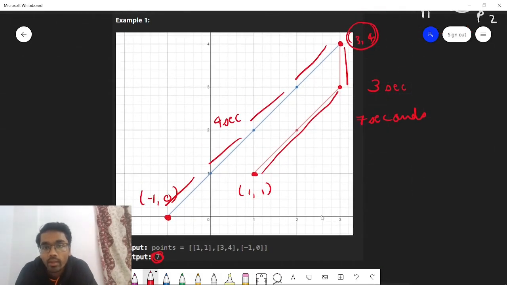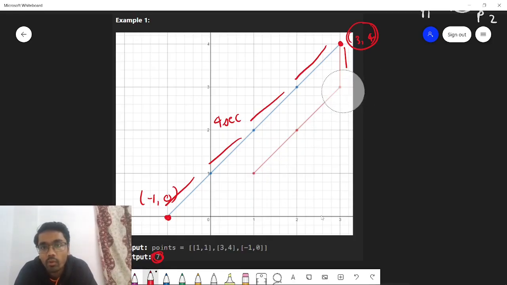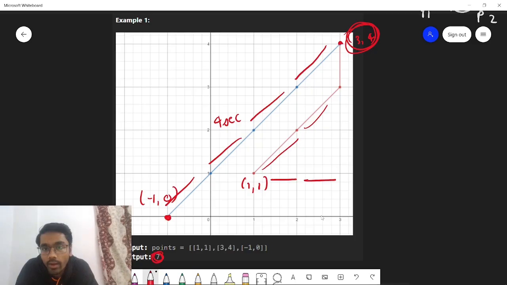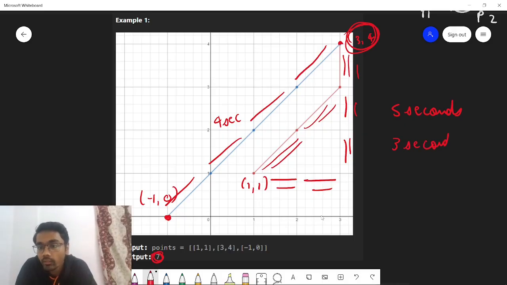But if you realize one thing, when we were going from 1, 1 to 3, 4, we are taking a diagonal route, right? But instead we could have taken 2 horizontally and then 3 vertically. But why didn't we choose this? Because this will take 1, 2, 3, 4, 5 seconds. This would have taken 5 seconds, but this takes only 3 seconds. So 2 seconds extra we would be taking.